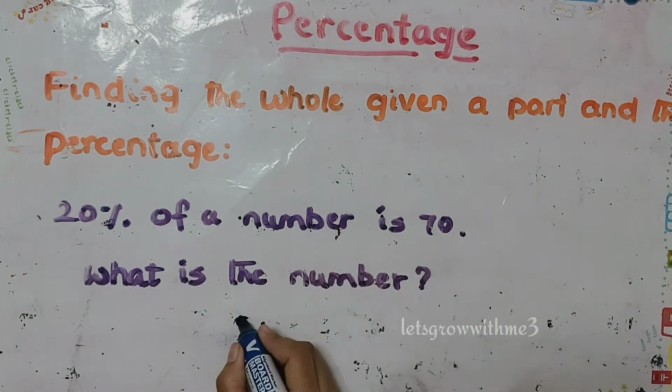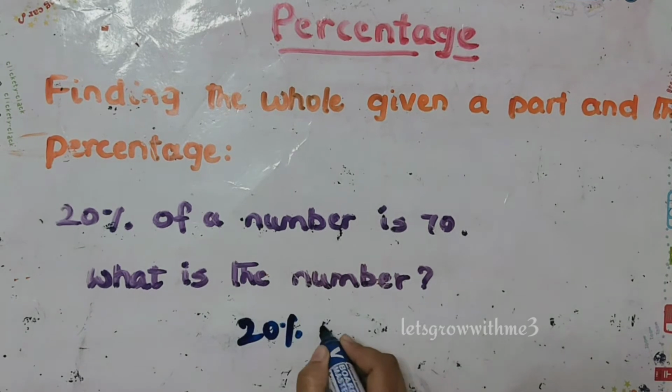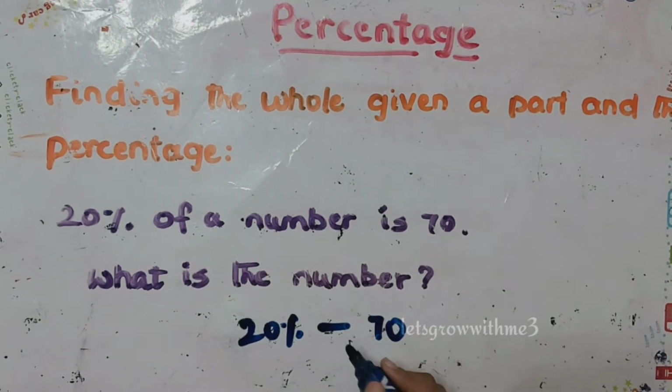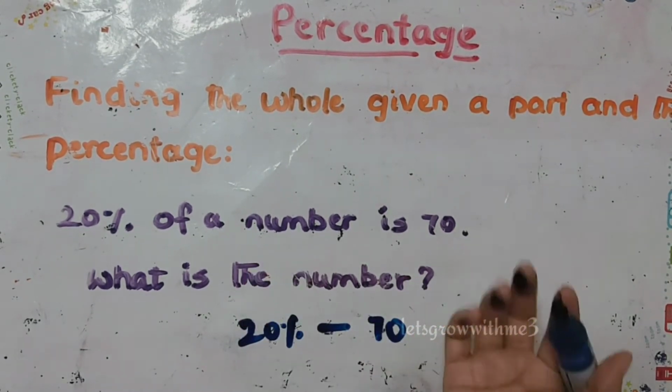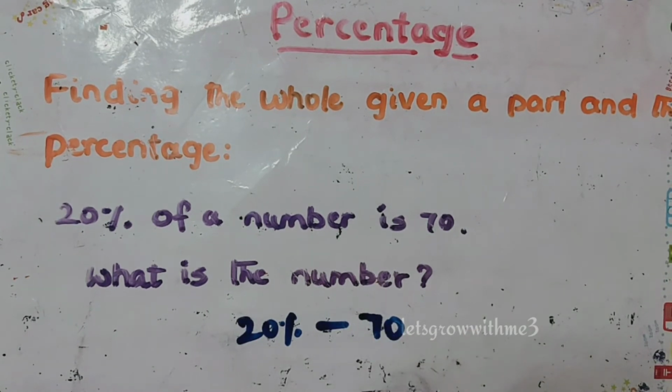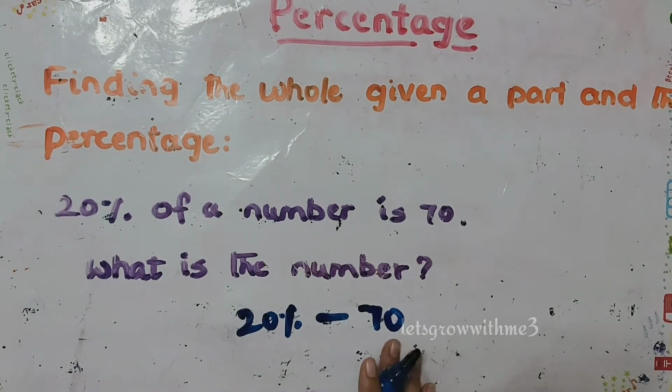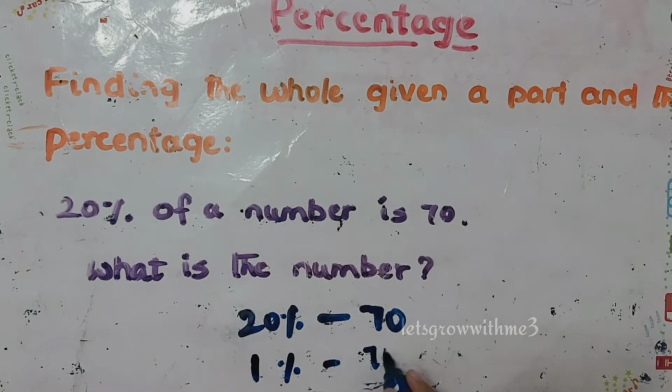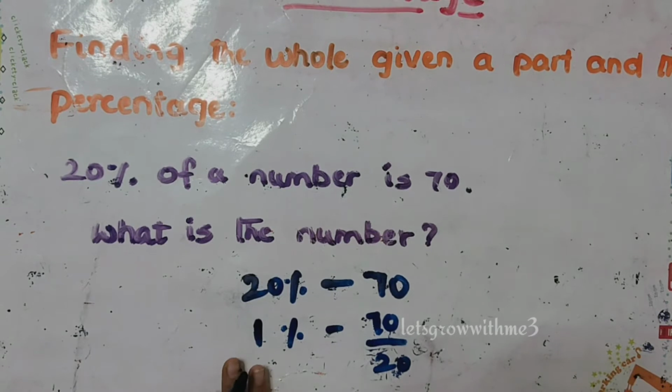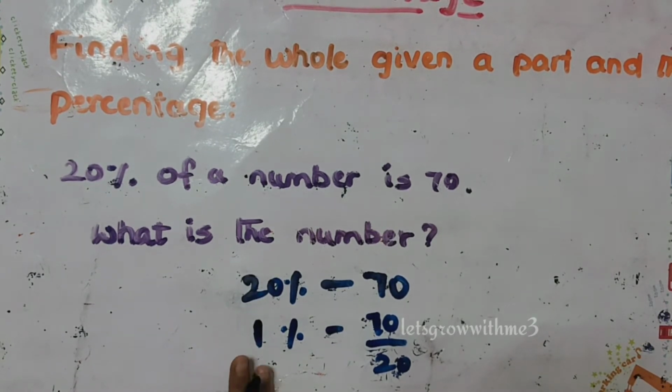So the question would be like this: 20% of a number is 70. What is the number? So 20% of some number is 70. So 20% is 70. How much is 100%? How to get the 100%? First you need to find out the 1%. So 1% is equal to 70 over 20. If 1% is 70 over 20, then 100% is equal to 70 over 20 times 100.